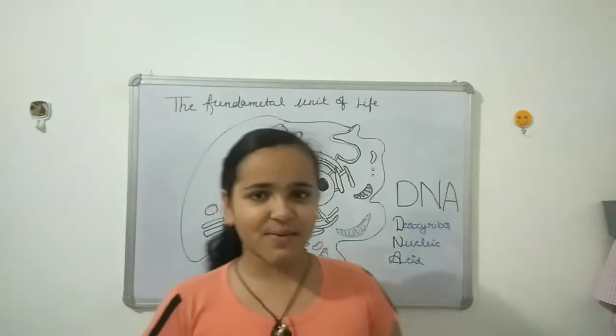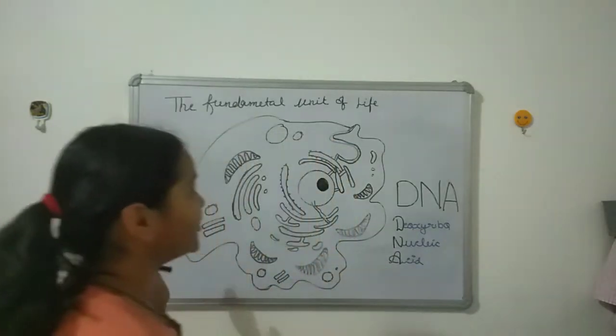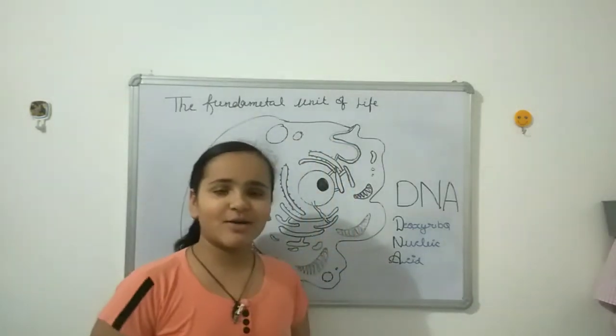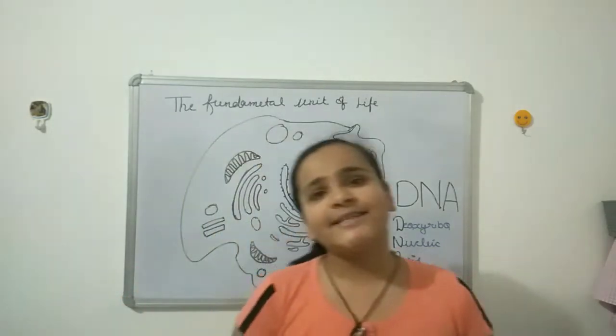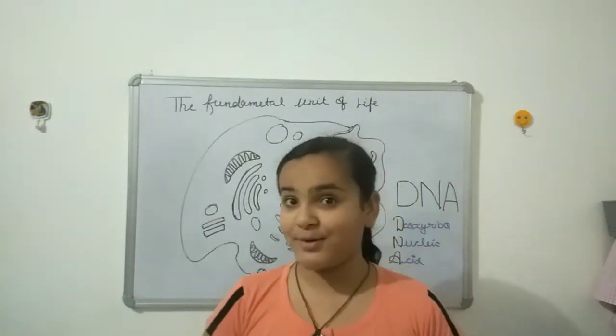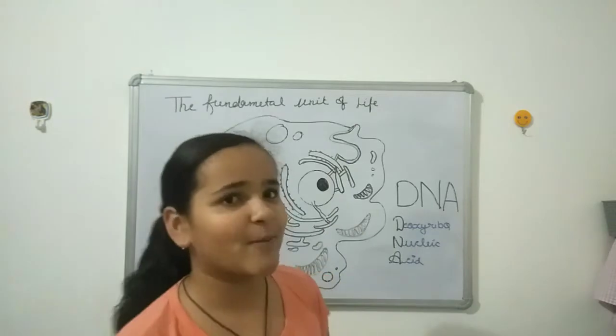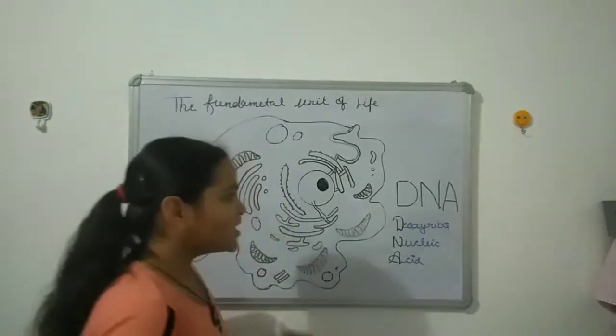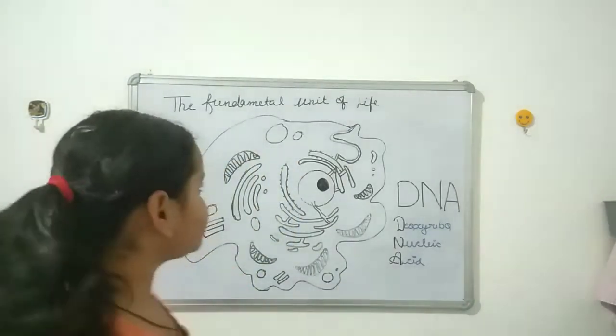Today we are going to talk about part 3 of the fundamental unit of life. In the first part we talked about the introduction. In the second part we talked about the cell membrane and structure. In this part we will talk about the nucleus and the cell organelles. So let's start with the nucleus.